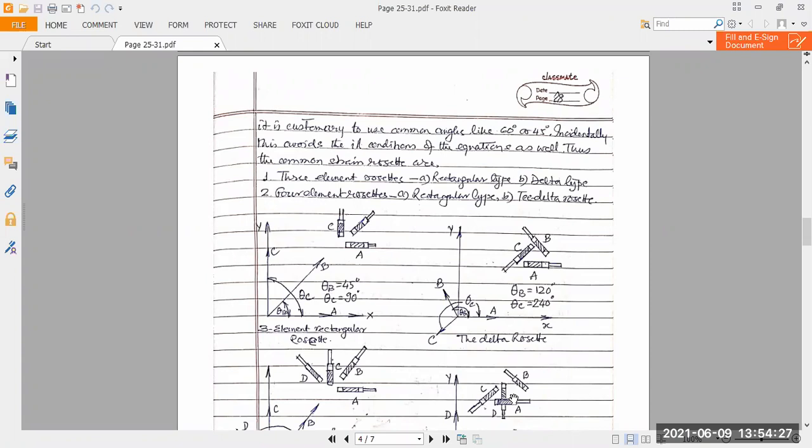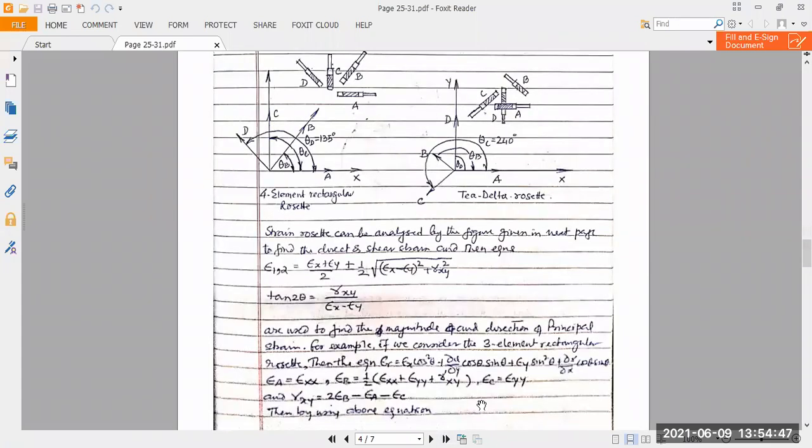So cos square theta will become half, sin square theta will become half, and the multiplication of sin theta cos theta, or sin 45 degrees times cos 45 degrees, which is equal to 1 by root 2 multiplied by 1 by root 2, again becomes half.